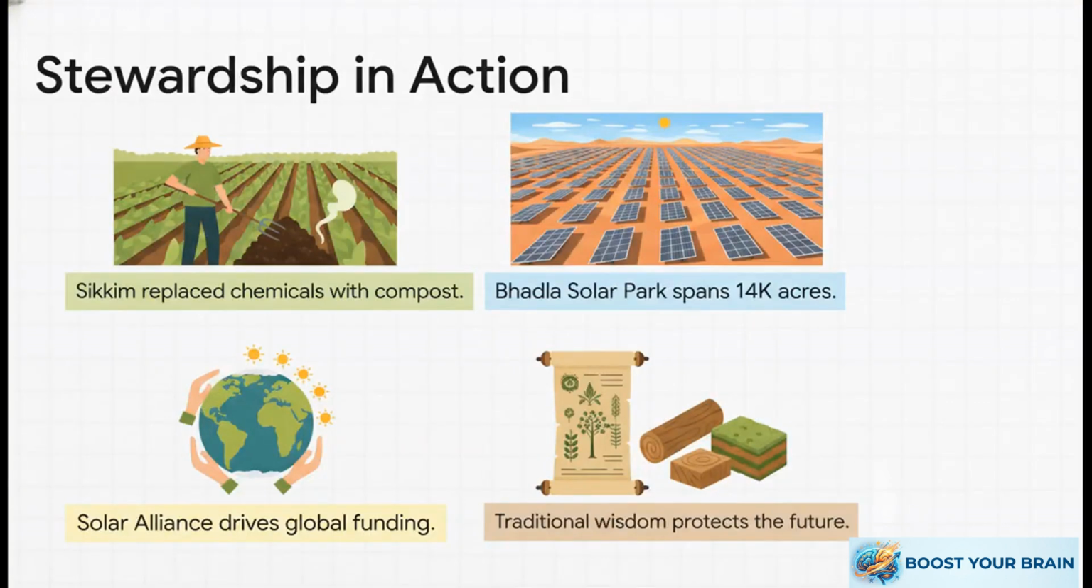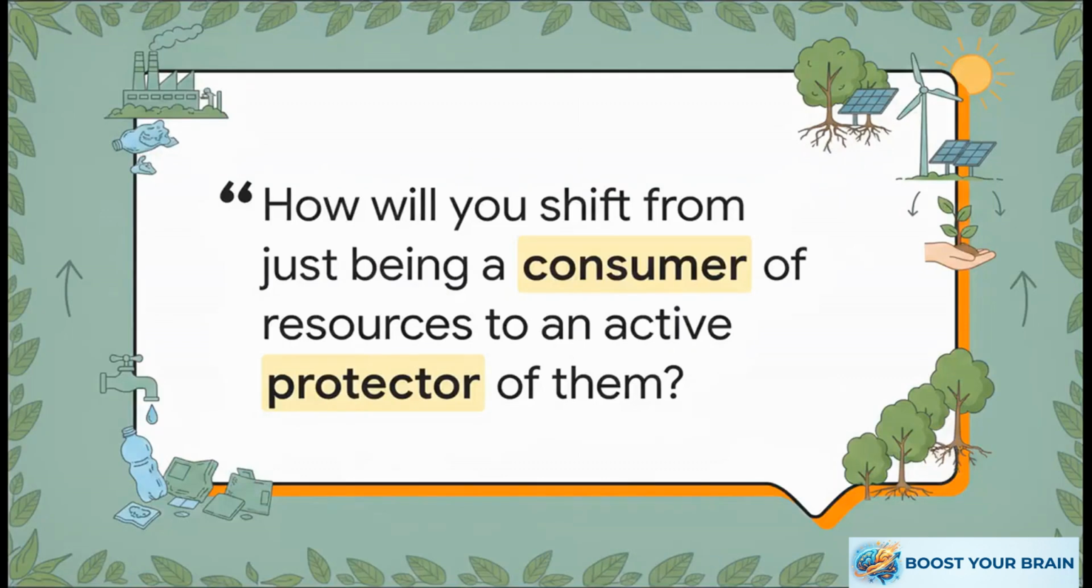So as you can see, stewardship can take a lot of different forms in action. In Sikkim, it meant replacing harsh chemicals with simple things like compost, neem, and garlic. But stewardship is also massive technological leadership, like the Badla Solar Park in Rajasthan, stretching across an unbelievable 14,000 acres, generating thousands of megawatts of clean power. It's international cooperation, like the International Solar Alliance launched by India and France to fund global solar projects. And sometimes, stewardship is about combining ancient traditional botanical wisdom, like the texts of Rigshayurveda, with modern innovations, like eco-friendly alternatives to highly polluting cement. It is all connected.